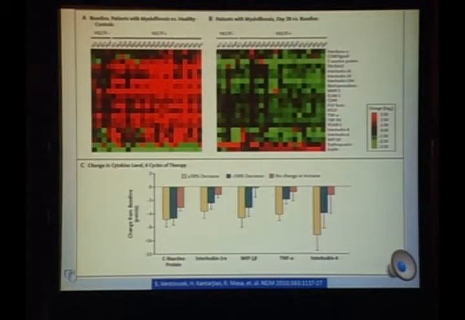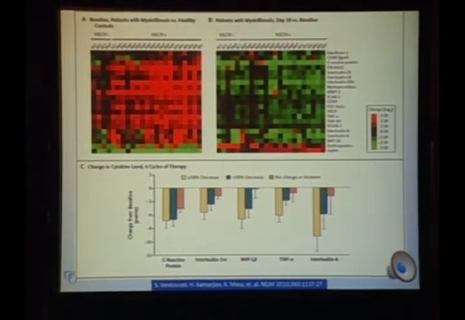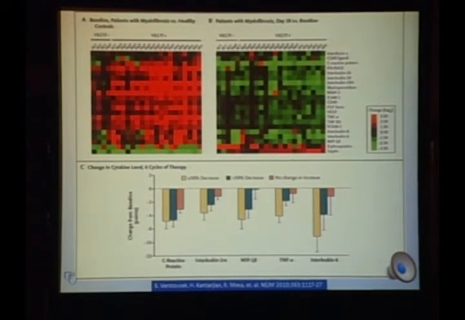Now with ruxolitinib, in the area of symptomatic benefit, we demonstrated early on that proteins in the blood that were increased in red, or cytokines, could be turned to green or normalized with therapy with ruxolitinib, and this corresponded to people feeling better.